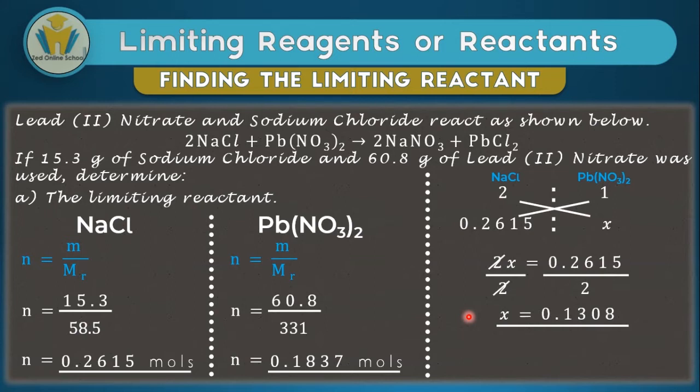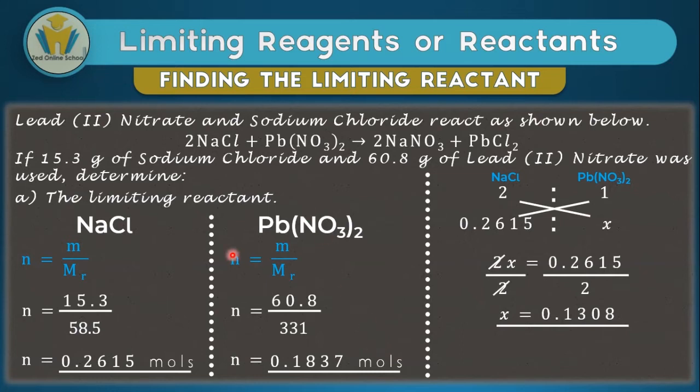Now, the question here is, using this number of moles we found, can we determine which one is the limiting reactant? Yes. What we're going to just do is now start some comparisons. If I used 0.2615 moles of sodium chloride, I need only 0.1308 moles of lead 2 nitrate. However, as you can see, in the 60.8 grams of lead 2 nitrate, I have 0.1837 moles. Therefore, it's very easy to see that the number of moles for lead 2 nitrate are more than required.